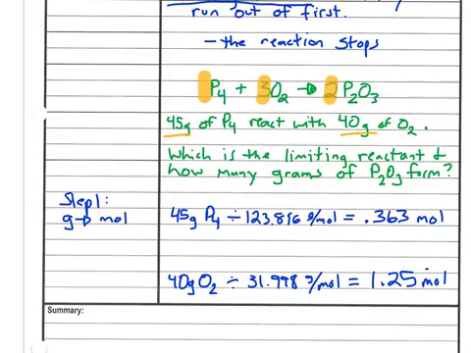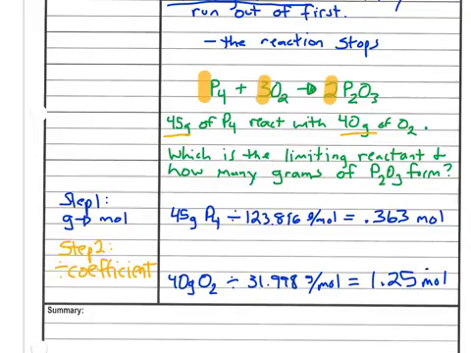So then the next question is, which one will I run out of first? Well, I need to divide these by the coefficient. So that's what I'm going to do next. That's basically the next step in going from grams to grams anyway. So step 2 will be to divide by the coefficient. So let's write that over here.